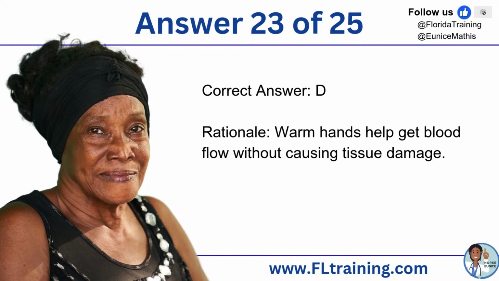The answer is D. You're going to say, hey, Mrs. Mitchell, my name is Eunice. I'm your CNA today. I'm here to check your blood sugar level. Is that okay? Before I begin, let me go wash my hands and put on my gloves. You do all that. You get your machine ready. Miss Mitchell, can you go ahead and just rub your hands together so we can try to get them warm before we begin our test? And so warm hands helps to get the blood flow without causing tissue damage.